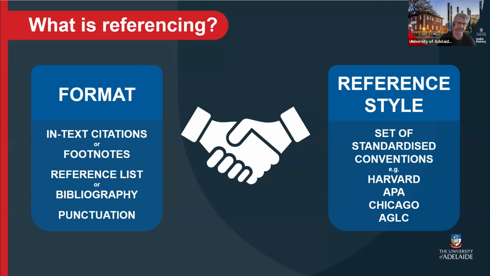Referencing styles are basically a set of standardized conventions. There's thousands and thousands of different referencing styles. Some of the more common ones are Harvard, APA, Chicago, AGLC, which is the law referencing style. We have our own version of Harvard, U of A, which is one of the more common ones used within the University of Adelaide. But as I said, there's thousands of different ones, and it will depend on what discipline, what subject area you're in, as to which referencing style you'll be expected to use, and that's something that you'll need to check with your course coordinators and your teachers.